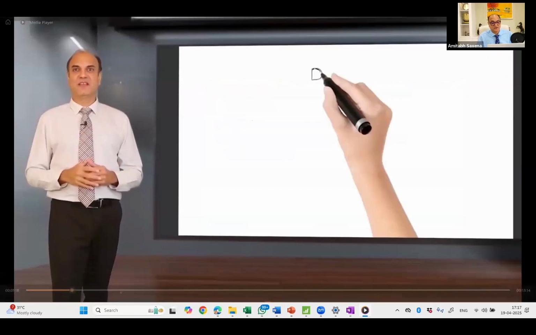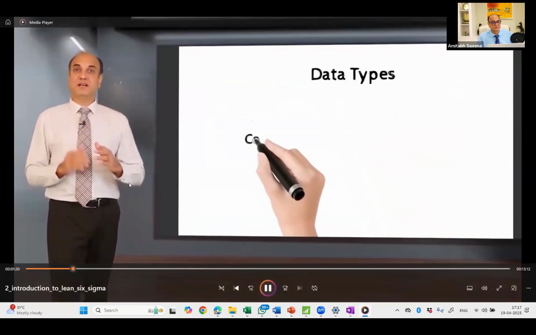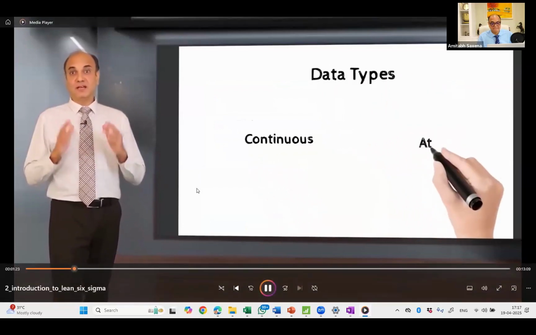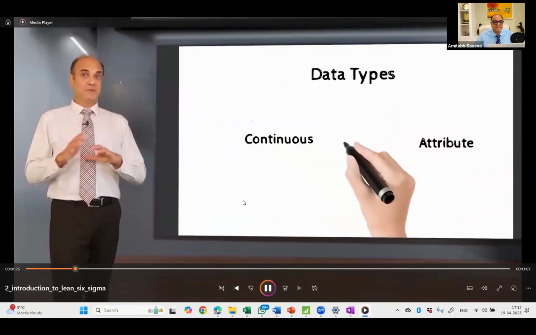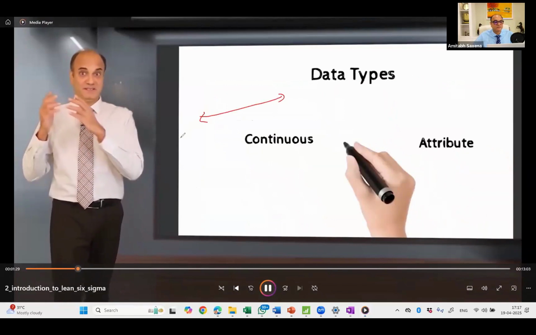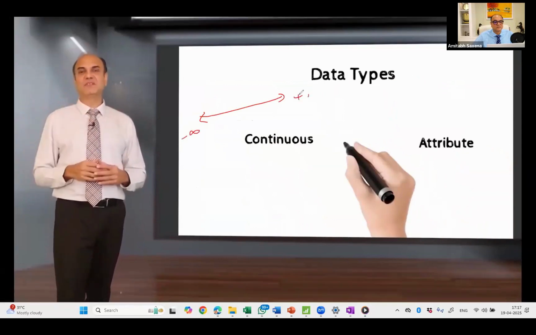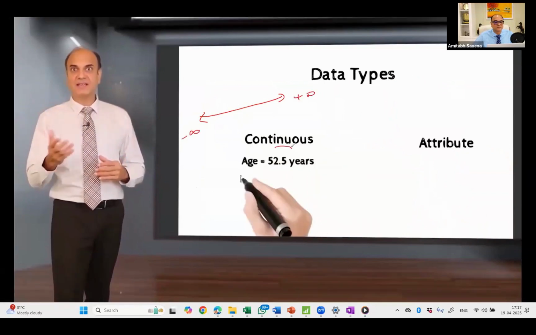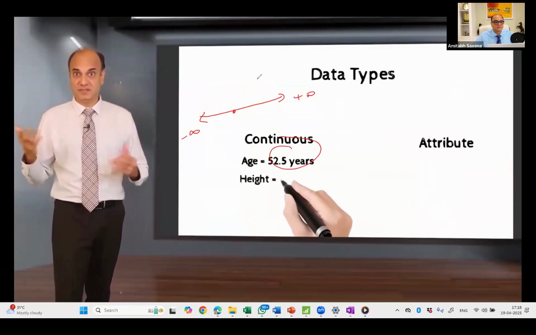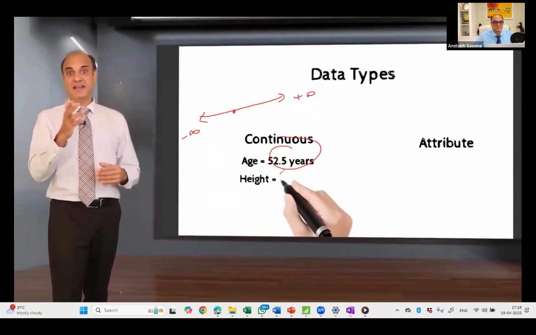Okay, so I was talking. There are two types of data: continuous data and attribute data. Continuous data can be represented on a number line. It can have a decimal place. It can also have a unit. Say, for example, age, height. Age is 52.5 years. That's my age.